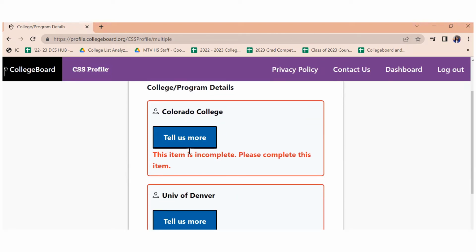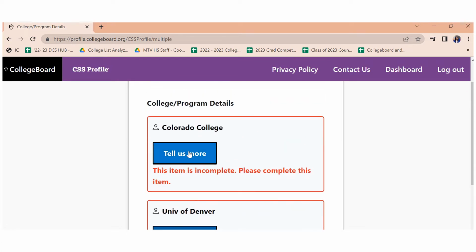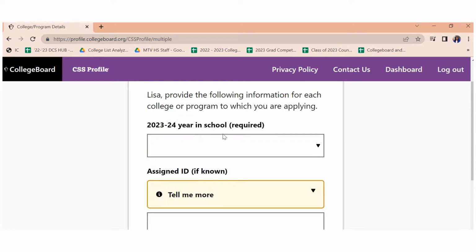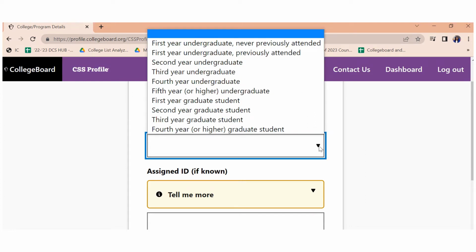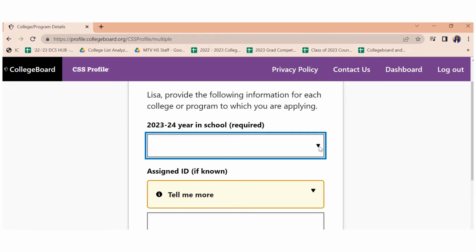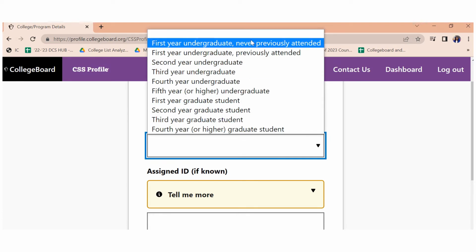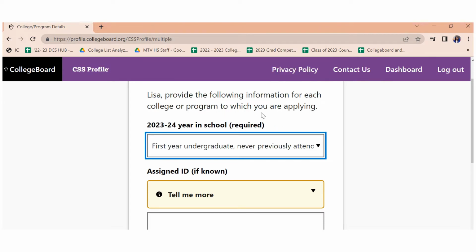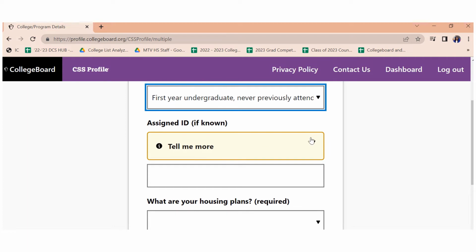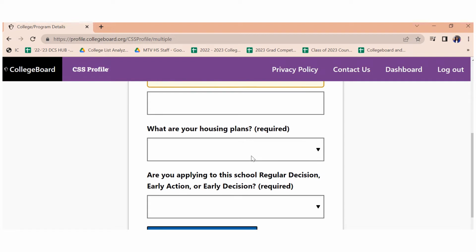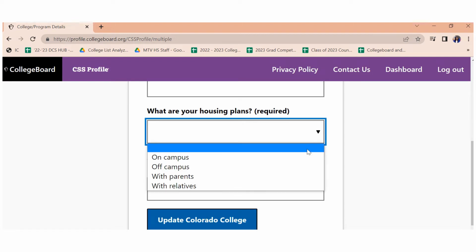So then it's going to ask additional details for each school. So we're going to click on Colorado College, school number 1. This again is asking what is the student status going to be at this college in the year 2023, 2024. And your student will be a first-year undergraduate who has never previously attended Colorado College. The student will not yet have an assigned ID, so you will leave that blank. I recommend putting that the student will live on campus.